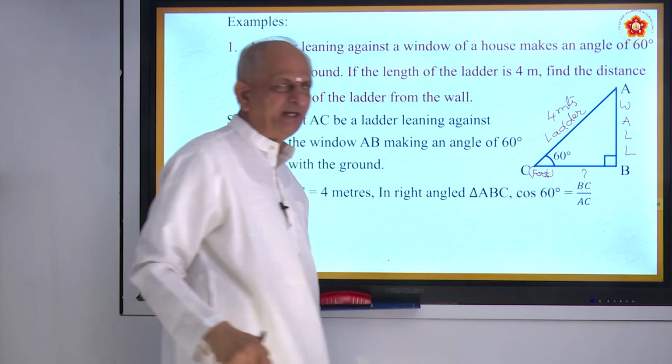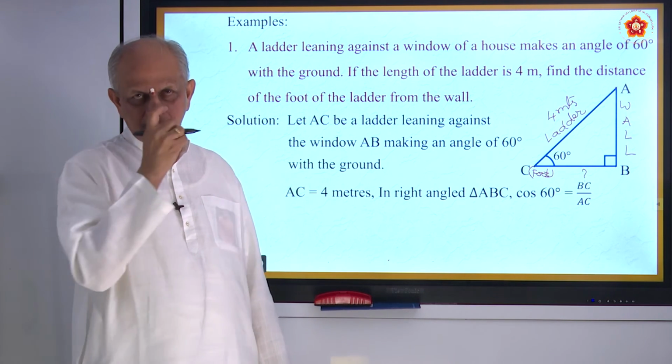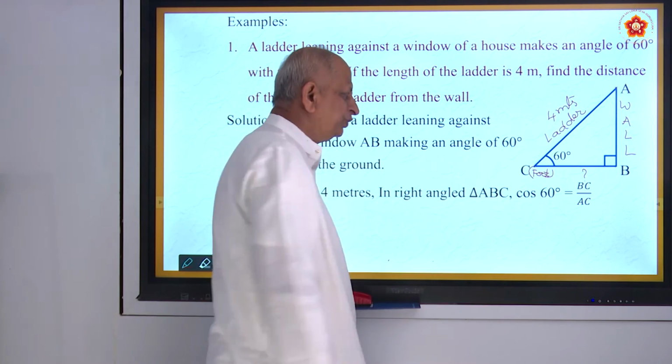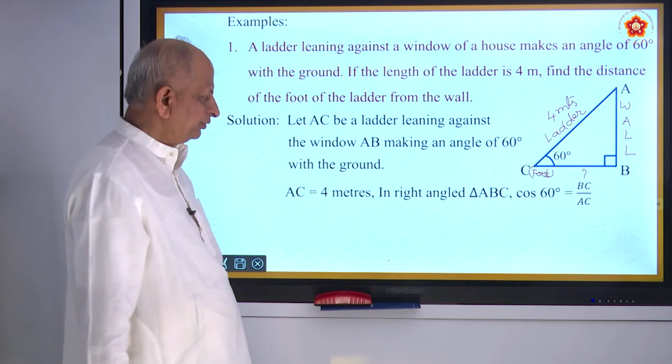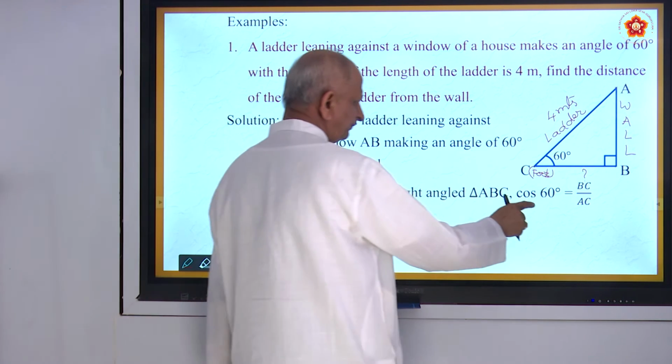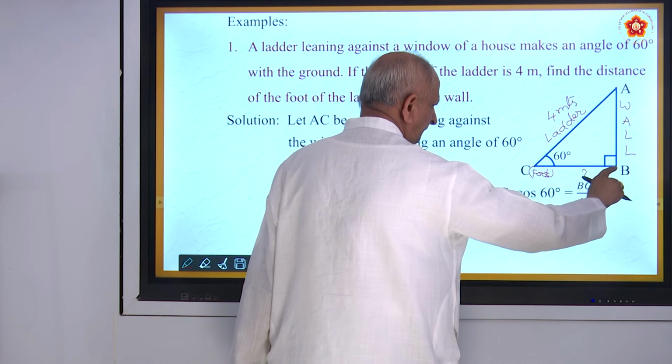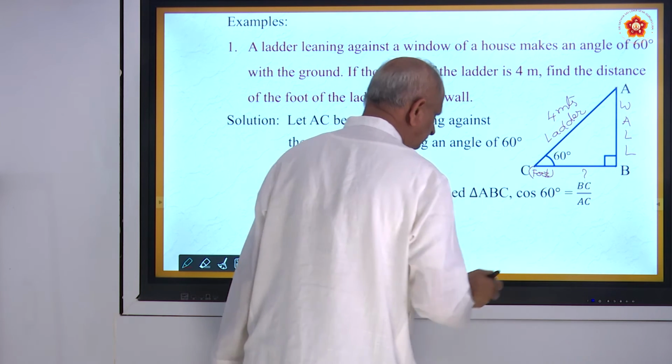If they ask for height, you have to use the tan relation. If they ask for distance, usually use the cos relation. So here we are using cos 60. Cos 60 is BC by AC.